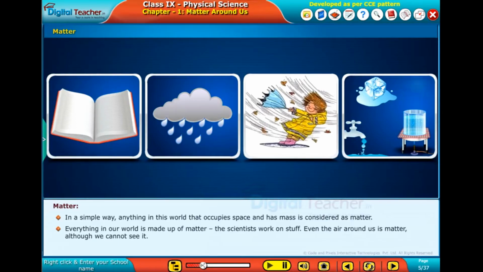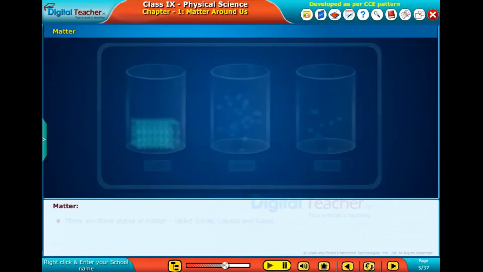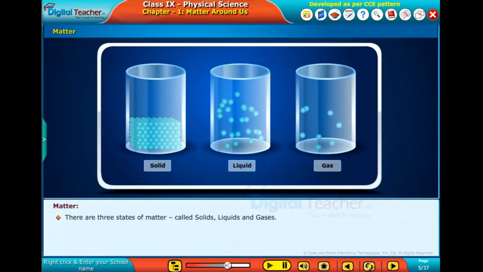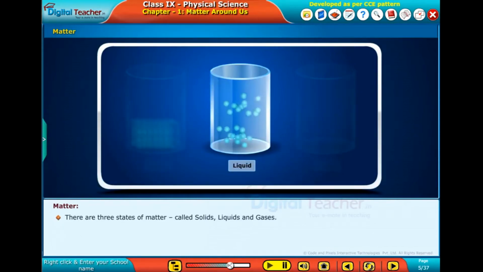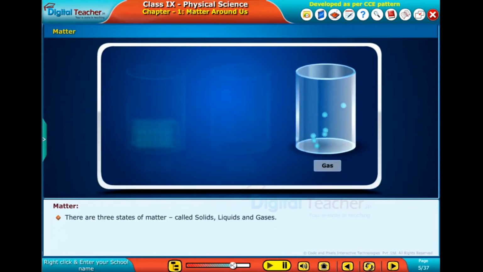Everything in our world is made up of matter. Even the air around us is matter, although we cannot see it. All the things around us which exist in a variety of shapes, sizes, and textures is matter. There are three states of matter, called solids, liquids, and gases.